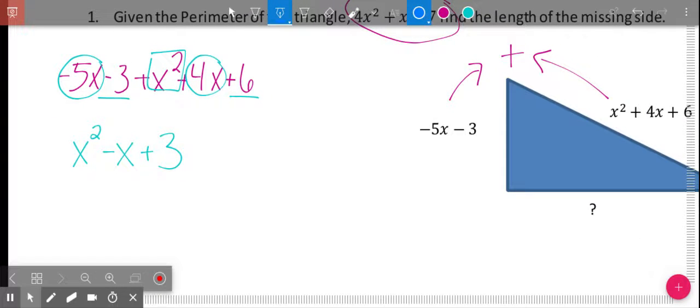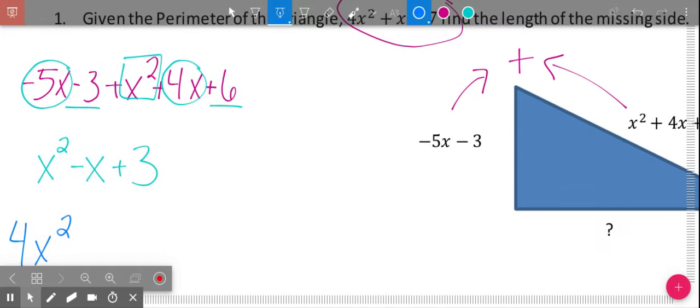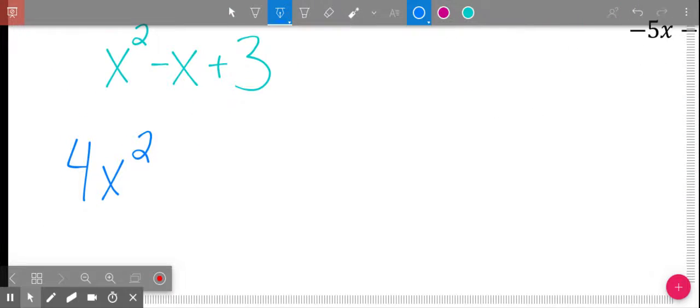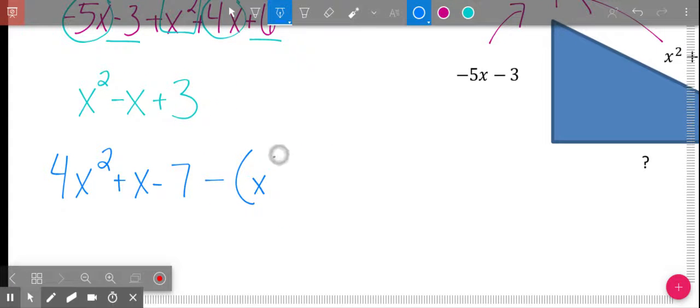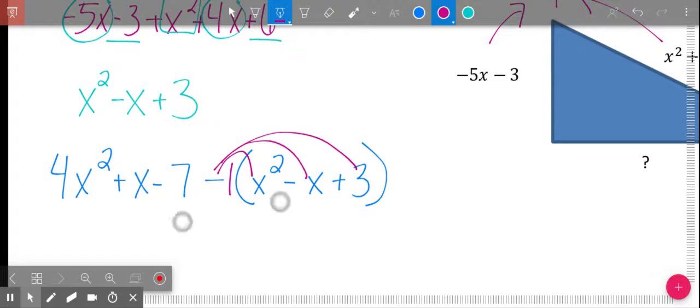So now I need to subtract that from my total. My total was 4x squared plus x minus 7. And then I'm going to subtract the other two sides: x squared minus x plus 3. This is the way we're going to set up this problem each time. You combine your sides, and then we're subtracting it from the total. Now remember, when we subtract a polynomial, we have that negative 1 in front of the parentheses, so we're going to distribute that to everything inside.